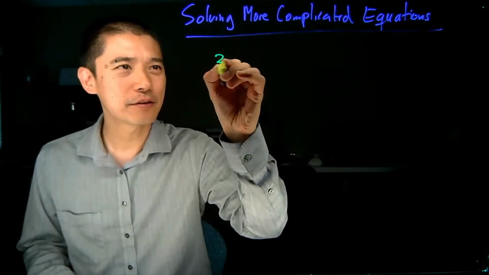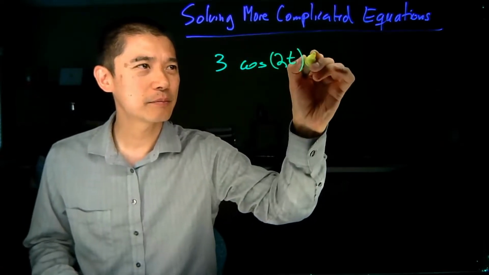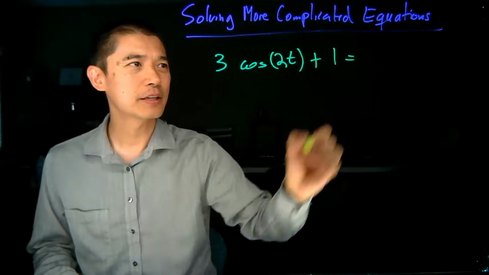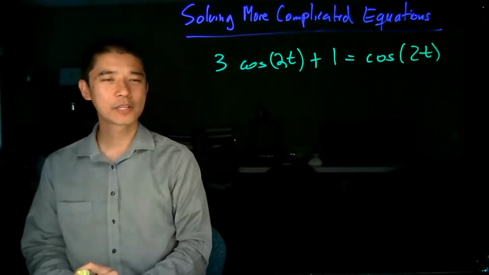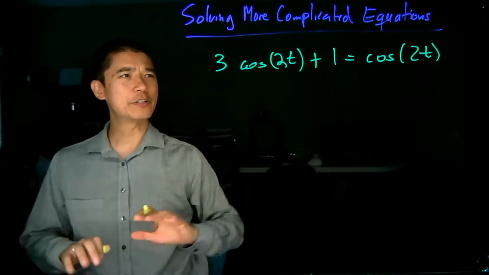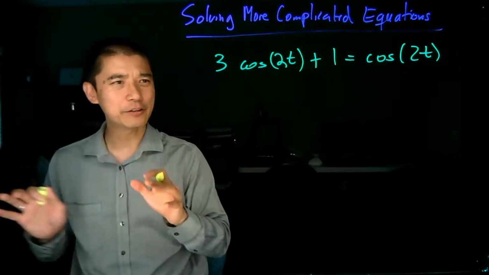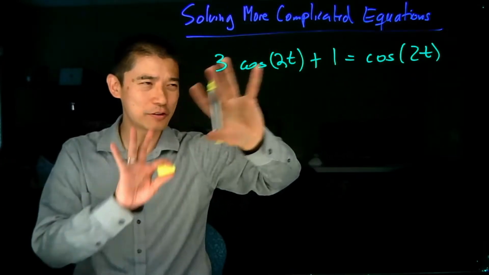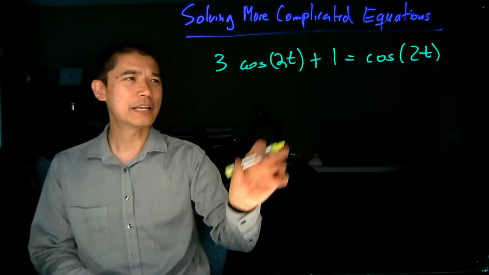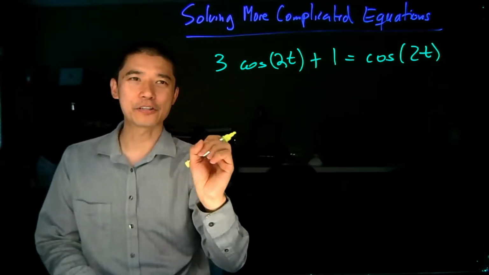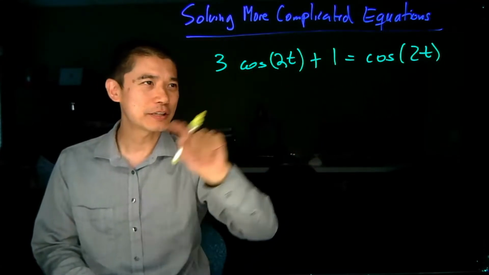Let's say we have 3 cosine of 2t plus 1 is equal to cosine of 2t. When we first look at this equation, you can see there's a lot going on. Now, similar to when we're solving basic linear equations, there's nothing being squared here. And so we're trying to figure out how to isolate the variable. Now, in this case, the variable is inside of the function. And so in order for us to get to that, we have to first isolate the function. So let's see what we can do.